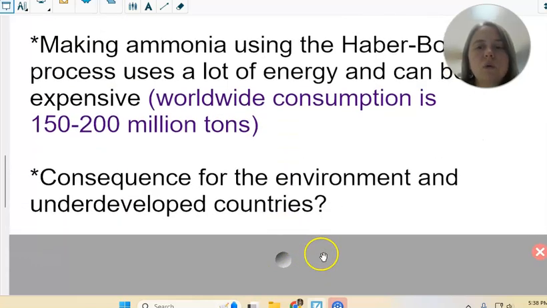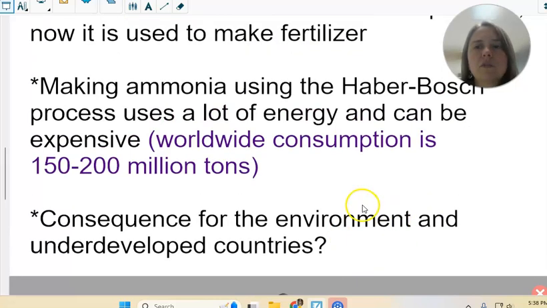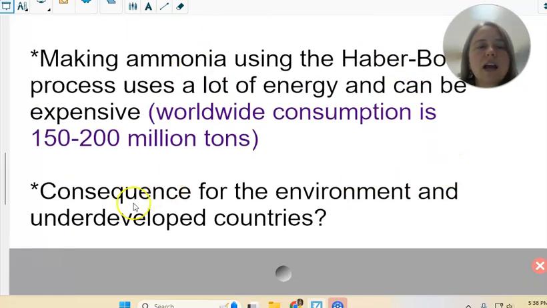So, what is the consequence for the environment of this? What is the consequence for underdeveloped countries? So I want you to take some time and to think about that, and we'll talk about that in class.